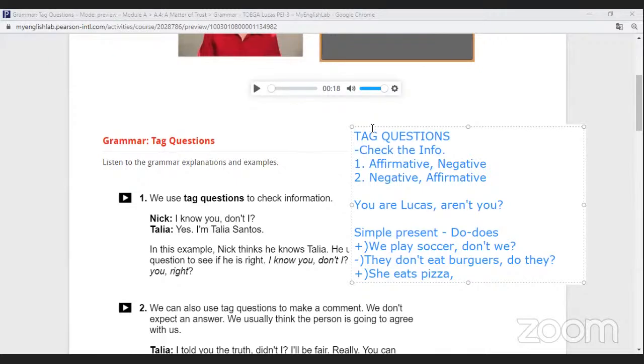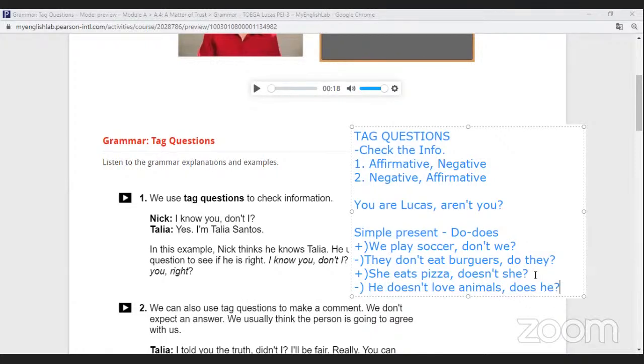Doesn't she? Exactly. Doesn't she, right? Because if here it's affirmative, here is negative, right? And if we have, for example, a negative, like he doesn't love animals, in this case it will be: does he? Great. Does he?